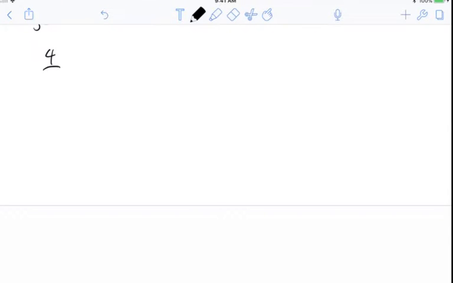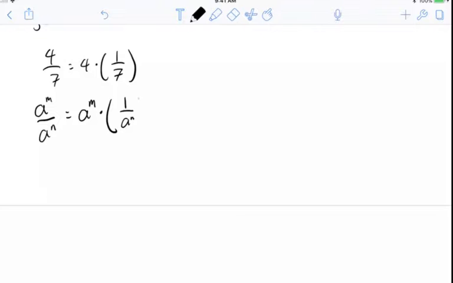4 divided by 7. If you want to, you can think about division in terms of multiplication, where the denominator has been turned into this reciprocal expression. We can do the same thing in terms of exponents, right? So you can say that this division algorithm corresponds to a multiplication algorithm. You can say that the second term is equivalent to a to the minus n.